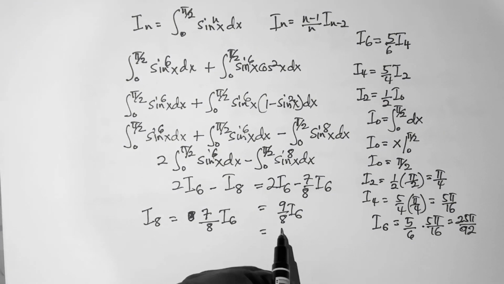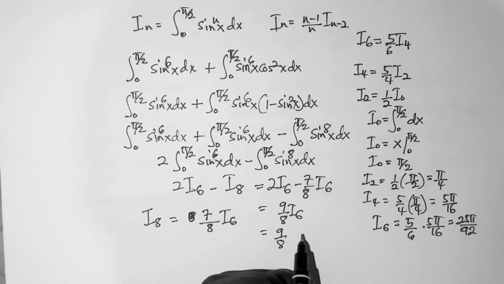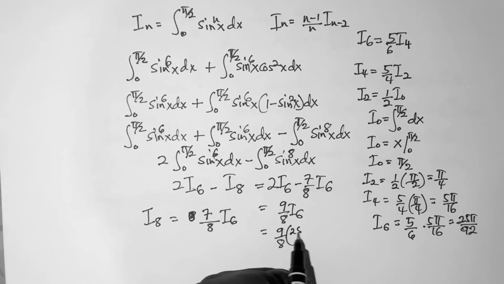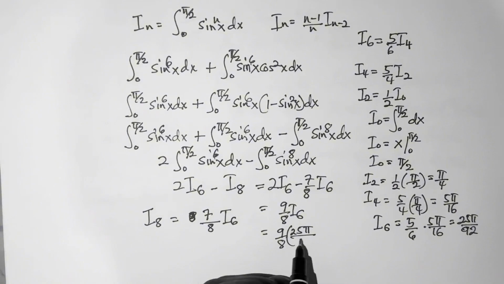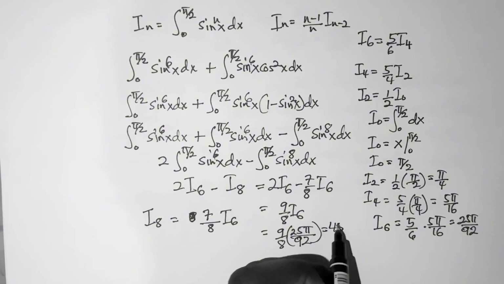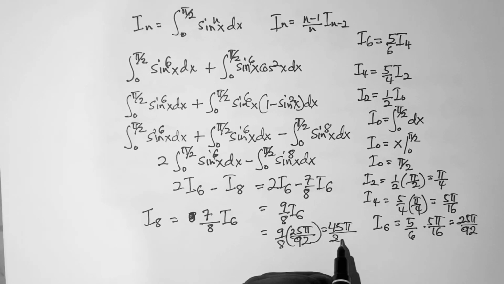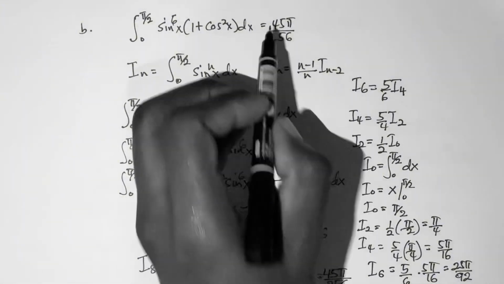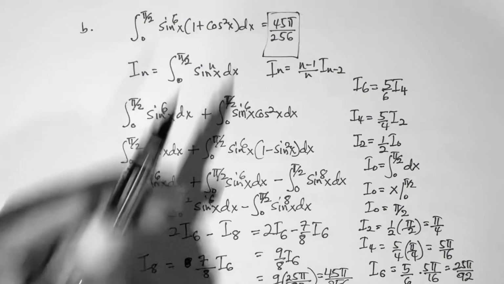So this is equal to 9 over 8 then times I of 6, which is 25 pi over 92. And if you do that, you will get 45 pi over 256. And that is exactly what we were supposed to prove.